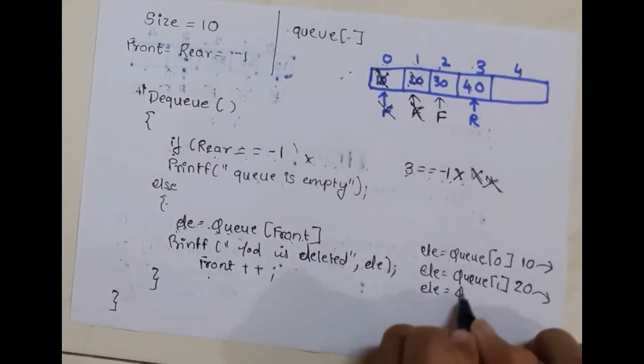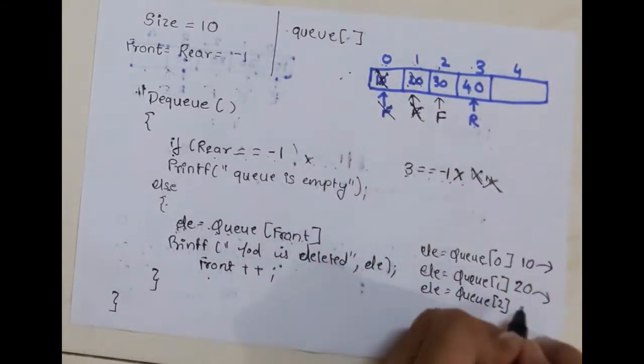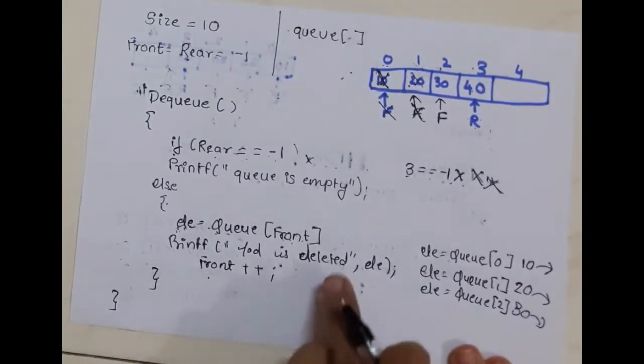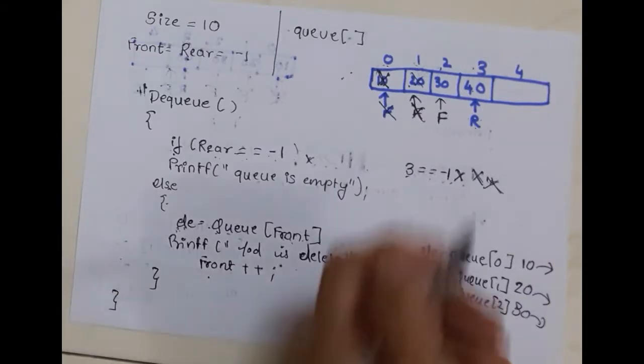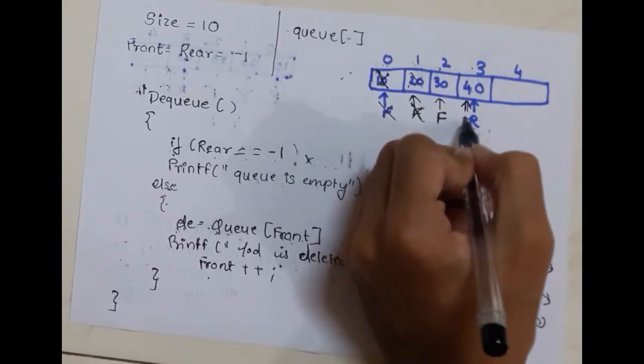Element equals to Q of 2. And at this position 30 is present. So 30 will be deleted from the Q. And after deletion again front will be incremented. Now front plus plus, and now front will be pointing here, at the third location.